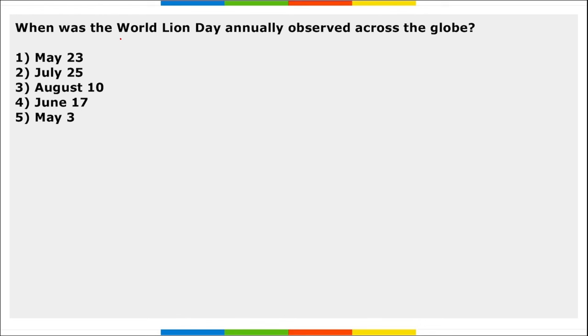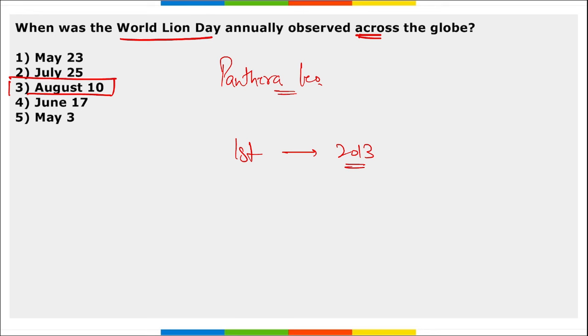Next, when was World Lion Day annually observed across the globe? So World Lion Day is observed on 10th of August across the globe. Lion, or the scientific name of lion, is Panthera leo, right? And this day is observed basically to create awareness about the conservation and promote the efforts to protect lions. Lions are also the big cats. For the first time, this day was observed in 2013.